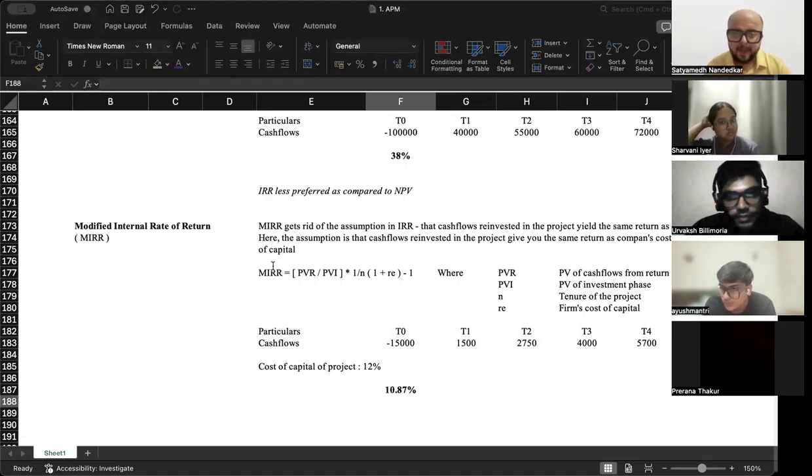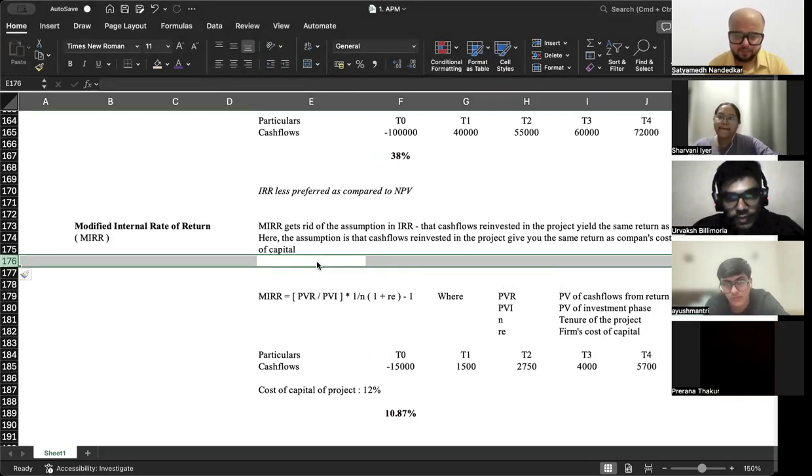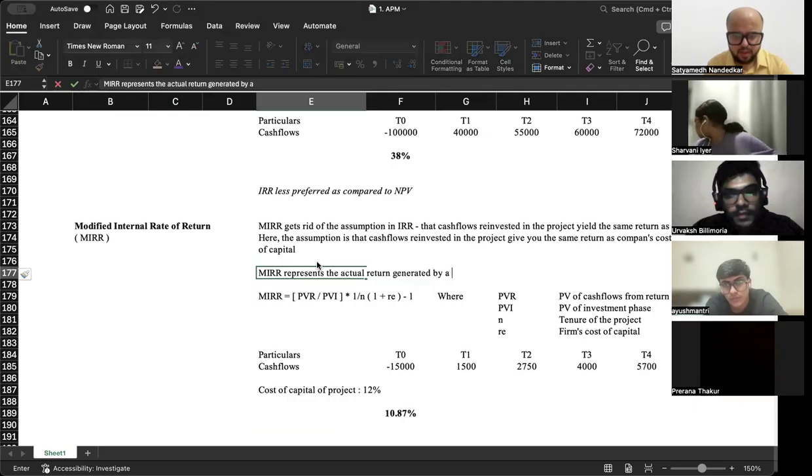Okay? This represents the actual return generated by the project. If MIRR is greater than cost of capital, accept. If MIRR is less than cost of capital, then reject the proposal. Okay? Are you with me? MIRR represents the actual return generated by a project.